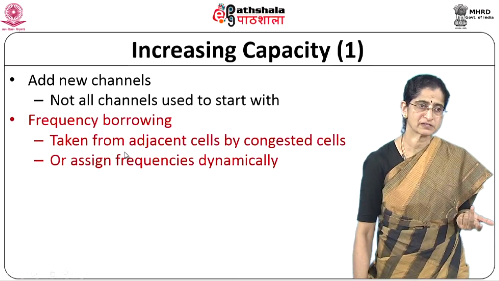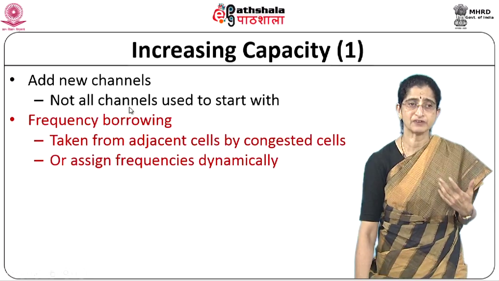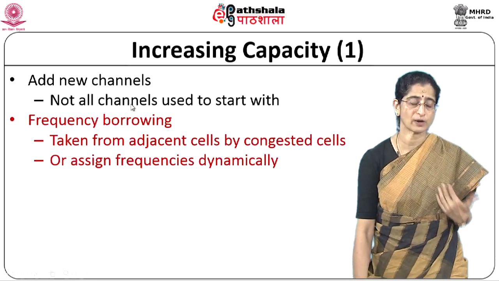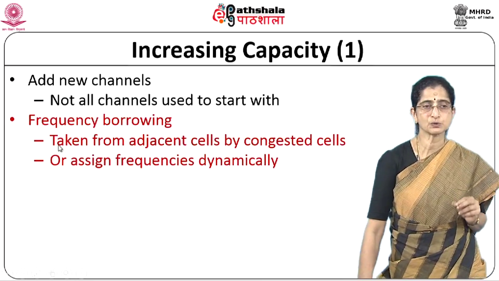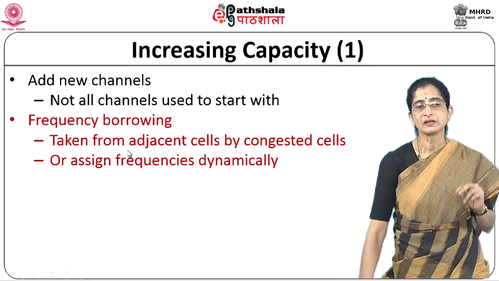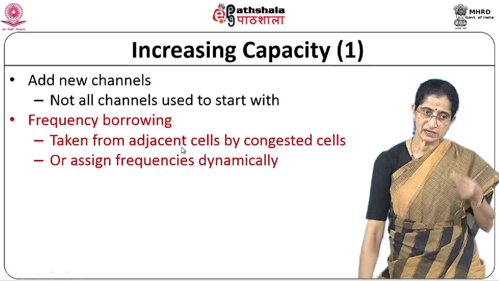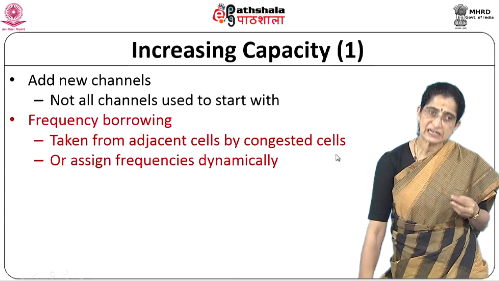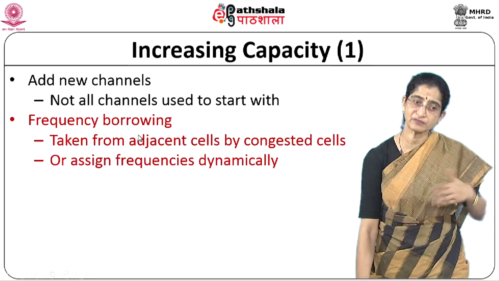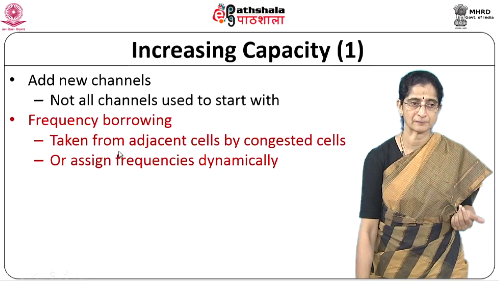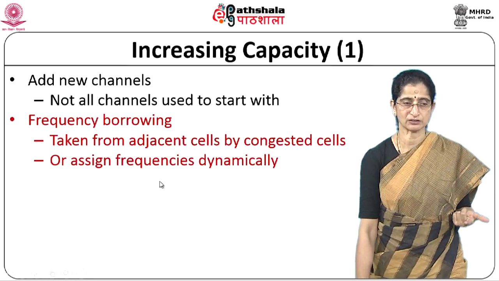But that may not always be feasible because frequencies, the spectrum, are getting used up quite a bit these days. Okay, so it may not always be possible. Another option that we have is what is called frequency borrowing, which means you could take some frequencies from adjacent cells. That is, if a particular cell is congested, it could borrow frequencies from adjacent cells if they are not being used by that other cell. Or in other words, you could assign frequencies dynamically. So that's also another option that we have.